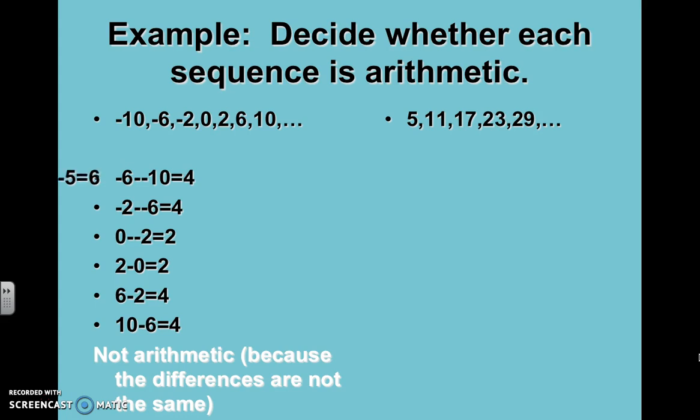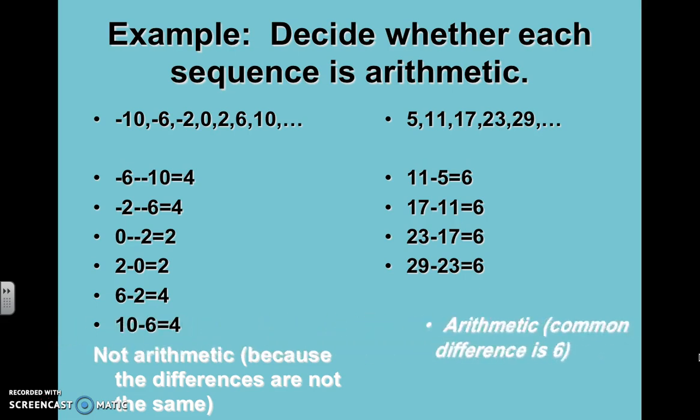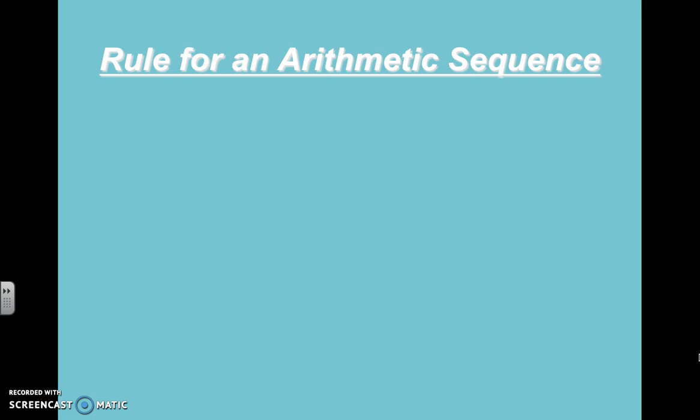For the second example, 11 minus 5 is 6. 17 minus 11 is 6. And as I continue through all of these differences, they're constant. We have the same difference each time, so this is arithmetic with a common difference of 6. Okay, so deciding if a sequence is arithmetic is the first step in working through an arithmetic problem.